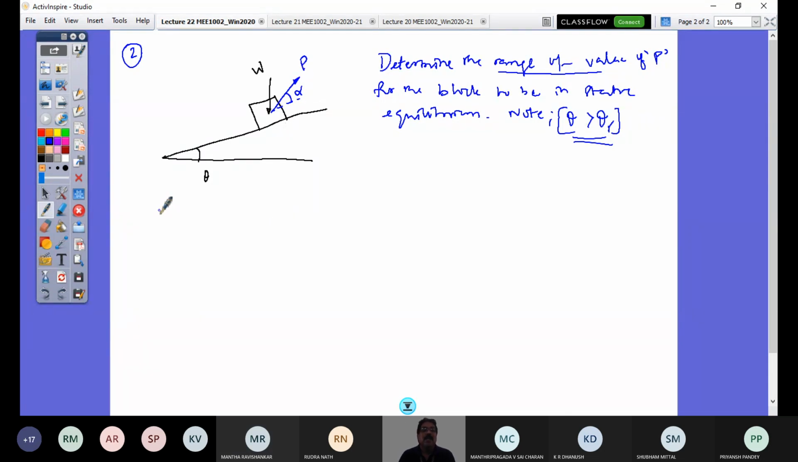So let us consider first the body tends to move down, right? Tends to move down or just prevented to move down, right? Body, case 1. A block is just prevented moving down.